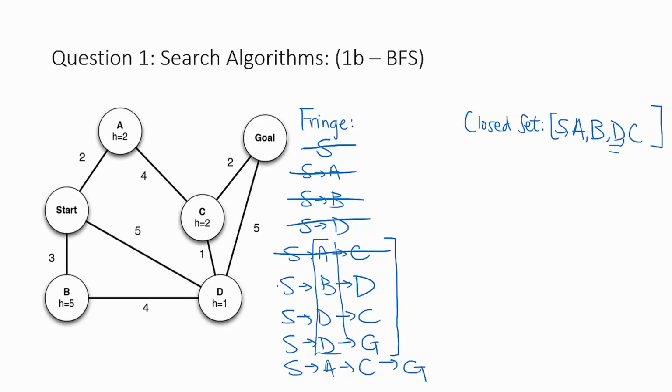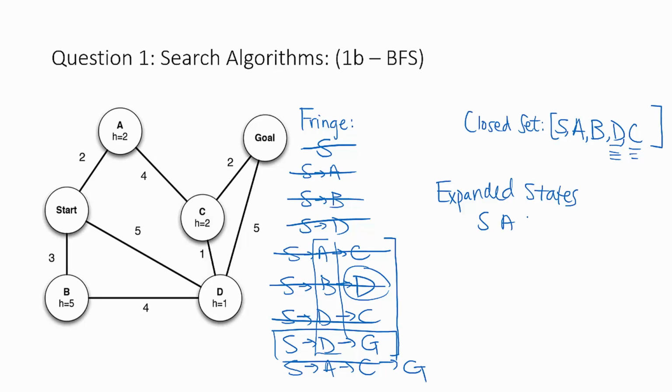Let's expand S to B to D next. Well, the terminal state on this path is D. D is already in the closed set, so we're not going to expand this path. S to D to C: similarly, C is already in the closed set, so we're done with that path. Then we have S to D to G. Well, that passes the goal test, so we're done. The expanded states are S, A, B, D, C, G, and the path returned is S to D to G.